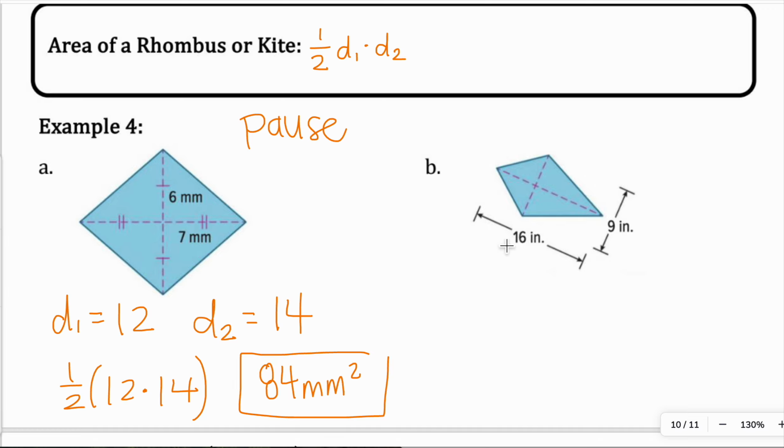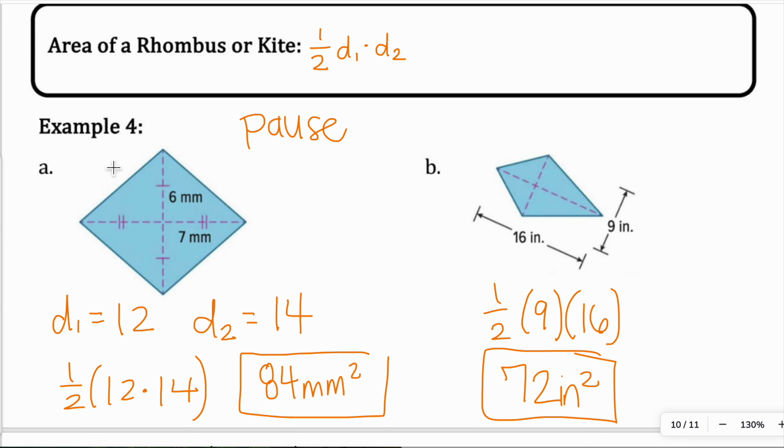The reason why I know that that was equal to 6 and then 7 is because over here, when I'm looking at my kite, notice how I'm showing this is the entire length of the diagonal. So this one for my kite is 1/2 of 9 and 16 multiplied together. 9 and 16 are going to give us 144, and then cutting that in half, we're going to get 72 square inches. Okay, so just be careful, make sure you're given your full diagonals there.